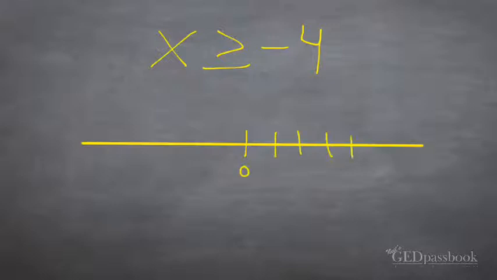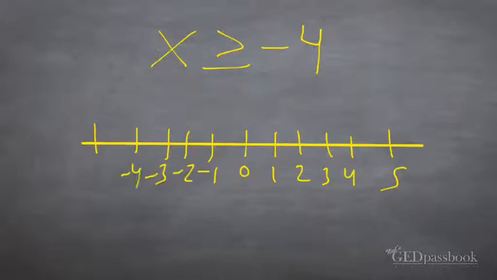1, 2, 3, 4, 5. Negative 1, negative 2, negative 3, negative 4, negative 5. Okay. Where should my dot go? Negative 4. Should it be shaded in or open? Shaded. Because of that line right there, right? Yep. Now, x is going to be where?